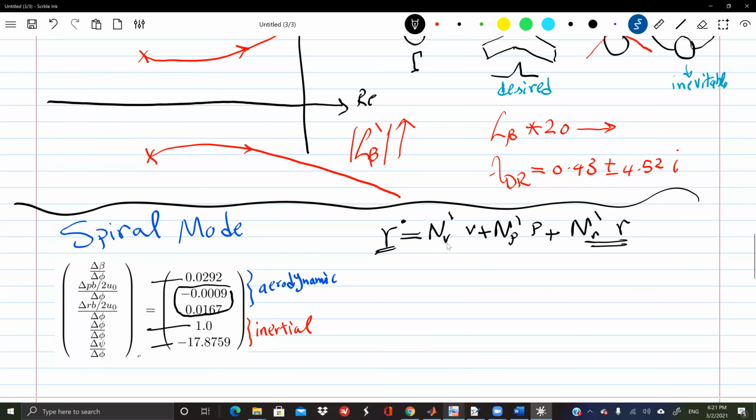We need a smart way of doing it. And just to satisfy you, this is still under research: what is the best approximation of the spiral mode? But I'm going to tell you the standard approach that the community has nowadays. We cannot ignore these two, so we're going to ignore one of them, say P, but at the same time use the P dynamics to get V.